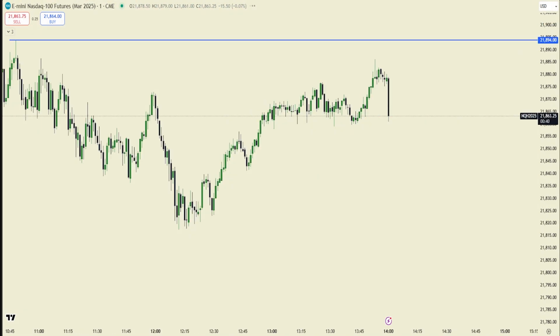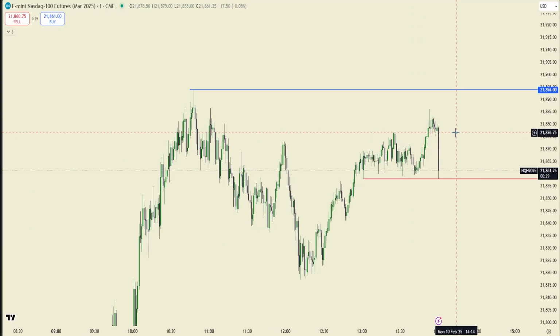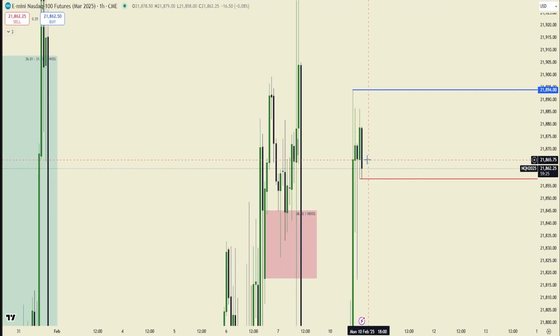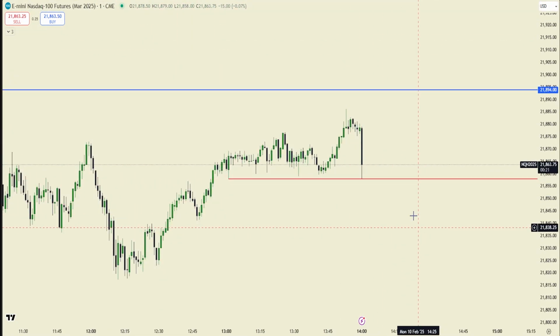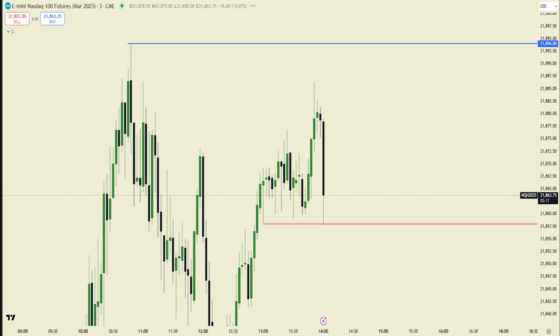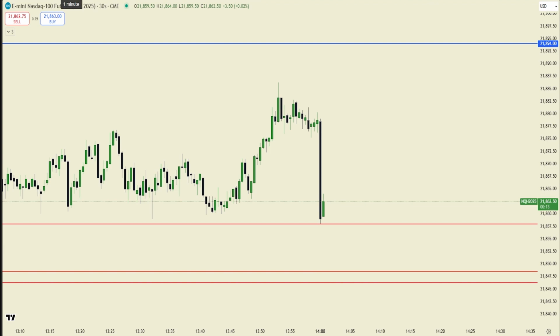There's the tariff news. Oh, really? Uh, no. Just small dump. No, it's just 2 o'clock. So we made equal lows here. I mean, obviously there's not going to be a setup.